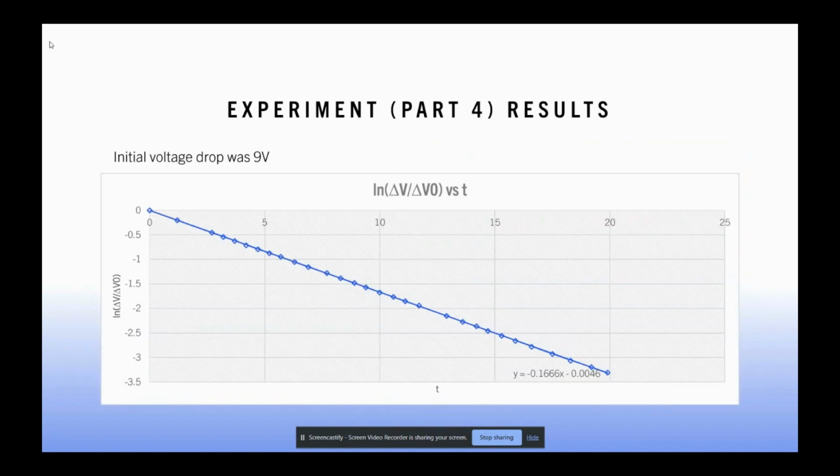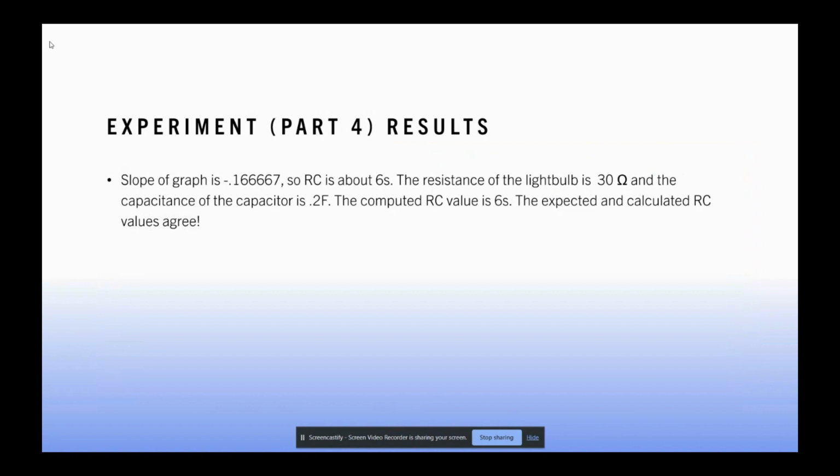The initial voltage drop across the capacitor is measured to be 9 volts, and this is a graph of the natural log of the voltage drop divided by the initial voltage drop versus time. The slope of the graph is -0.1666 repeating, so the RC is about 6 seconds. The resistance of the light bulb is 30 ohms, and the capacitance of the capacitor is 0.2 farads. If you multiply these values together, you get 6 seconds. So the expected and calculated RC values agree.